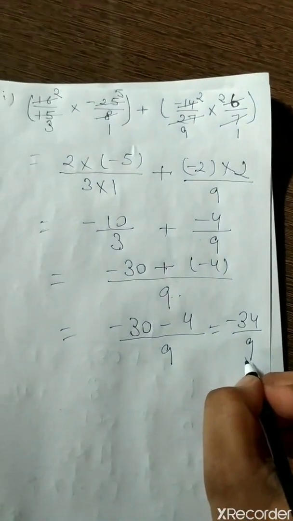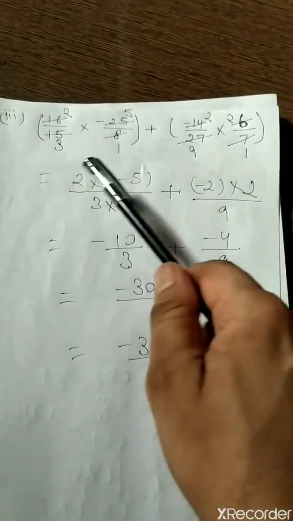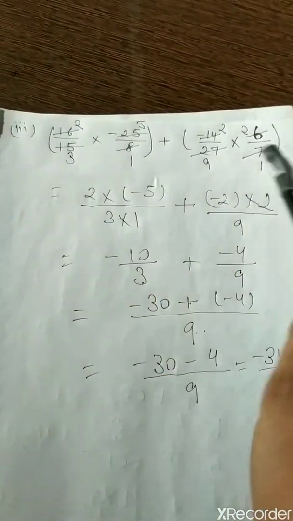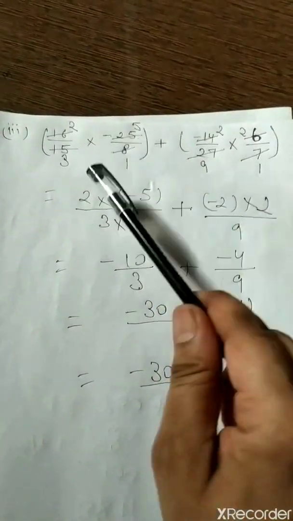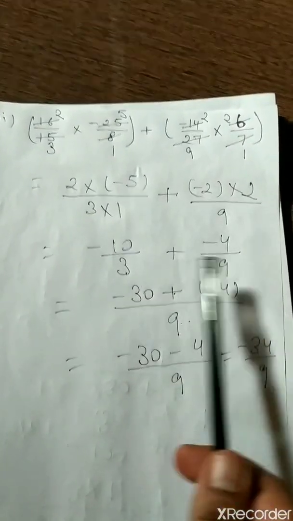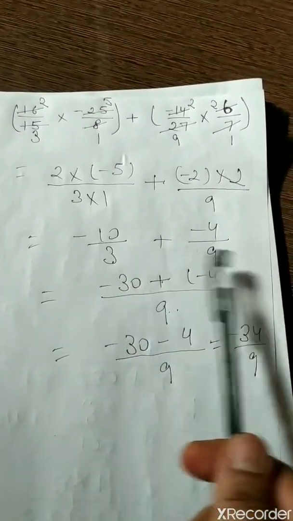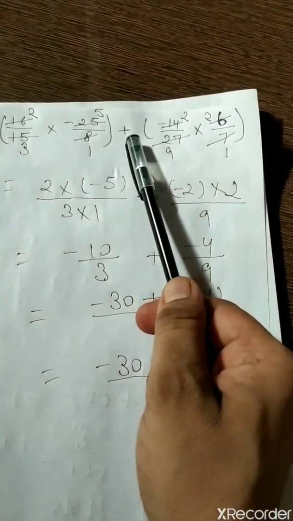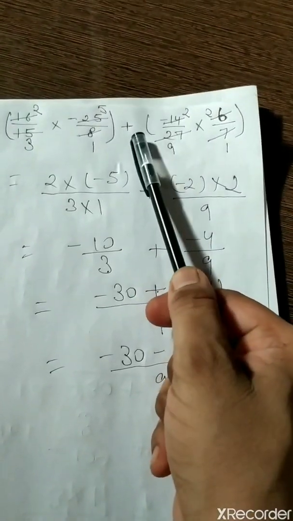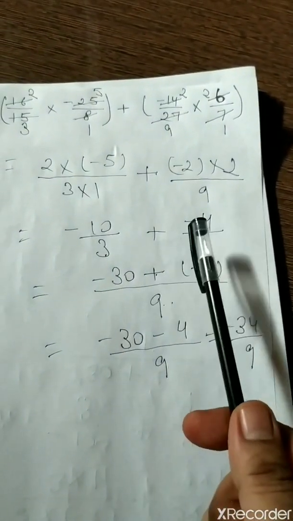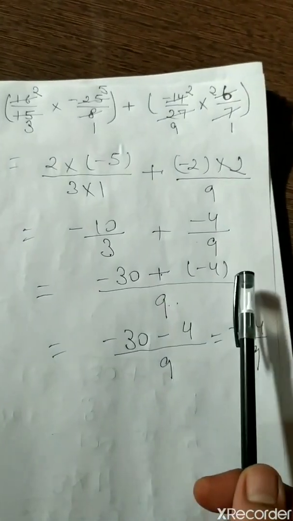Okay, so this way you can solve the large simplification question given in different brackets. First solve the work of brackets, and after simplifying the brackets, add the values. If plus is written here, then you can add, and if minus is written here, then you will subtract the second rational number from the first rational number.